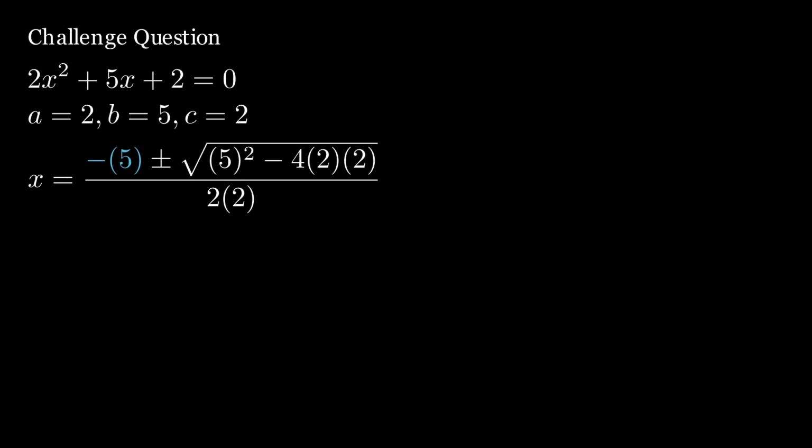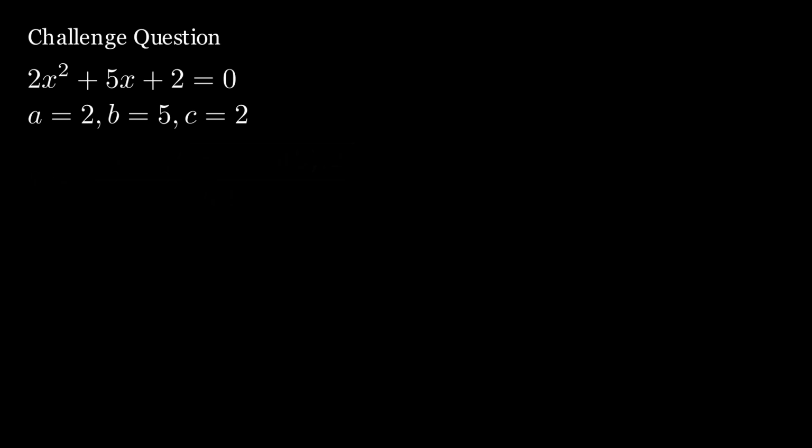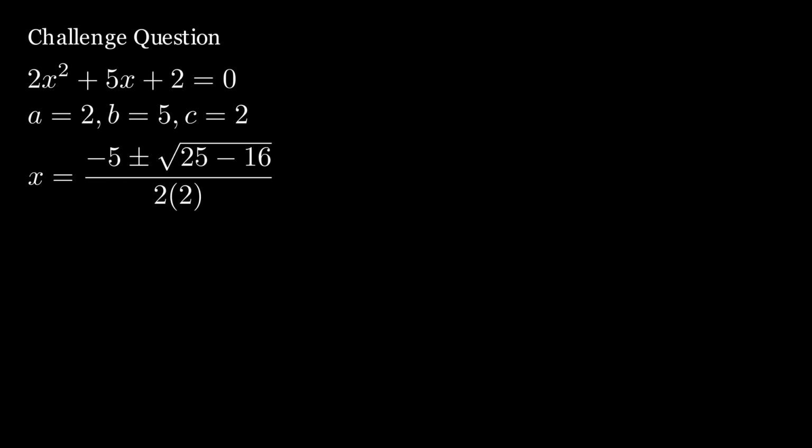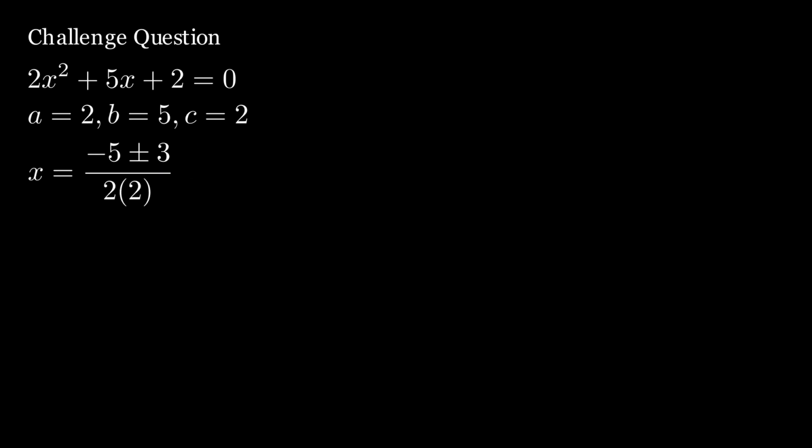So negative times 5 is -5. Inside the square root, 5 squared is 25. 4 times 2 is 8. Minus 8 times 2. Let's deal with the numbers first. 8 times 2 is 16. Just leave the negative in front, so we have subtract 16. 25 take 16 is 9. Square root of 9 is 3. The bottom part is 2 times 2, which is 4.